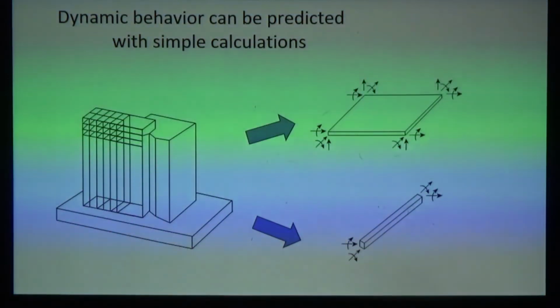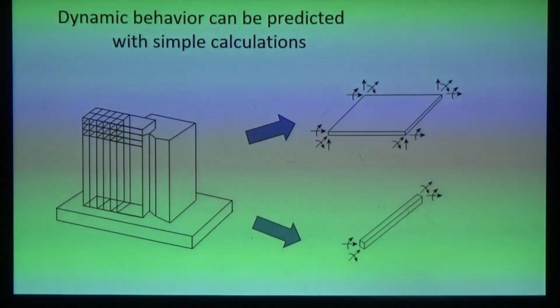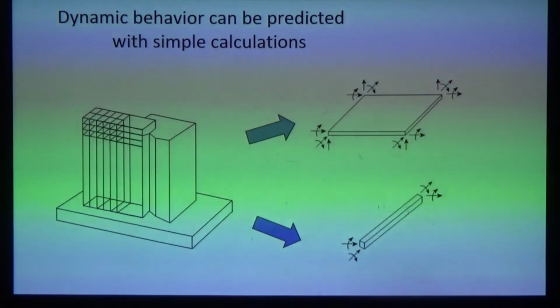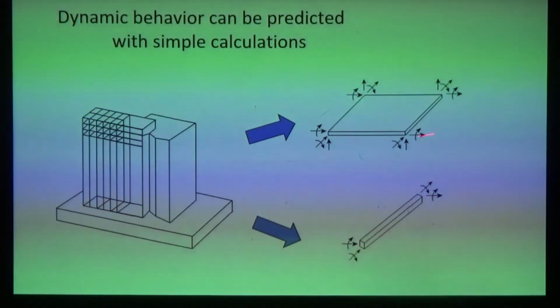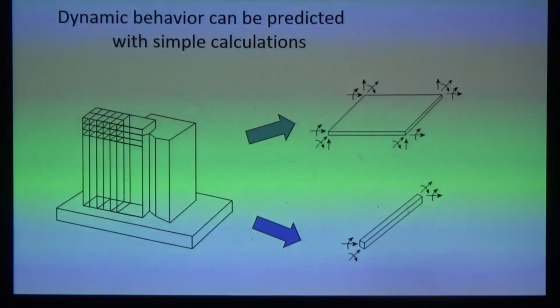Here, I'd like to draw your attention to the fact that however complicated an object is, it can be divided into simple components, and the dynamic behavior of each component is predictable by simple calculation.